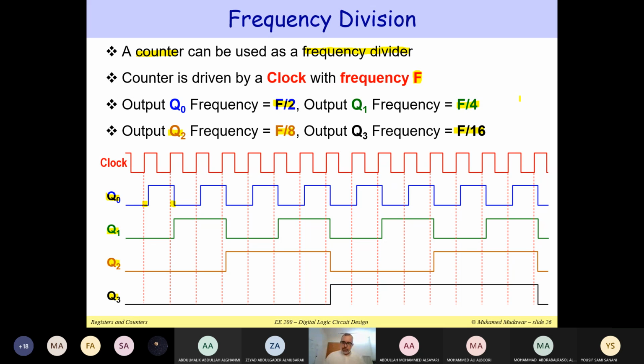Students, are you still with me? Doctor, we can't get Q3 unless we get Q1, right? So basically, all of this, Q0, Q1, Q2, and Q3, these are the outputs of one counter. It's a 4-bit counter. It has 4 outputs, Q0, Q1, Q2, Q3. You get all of them.